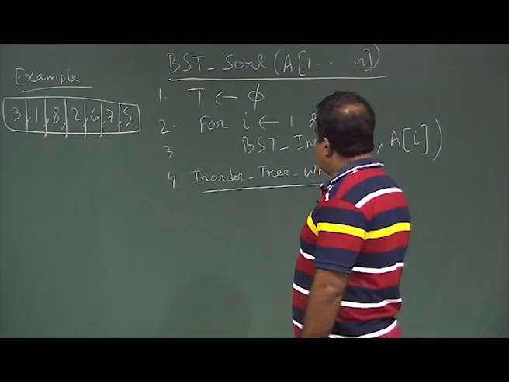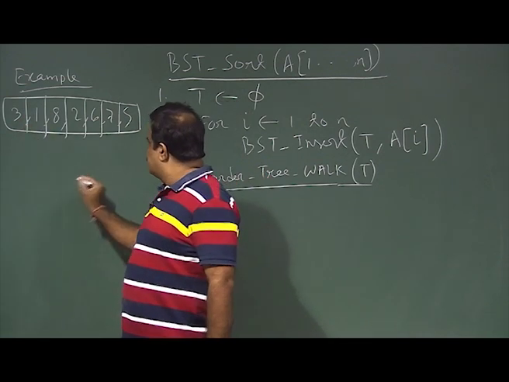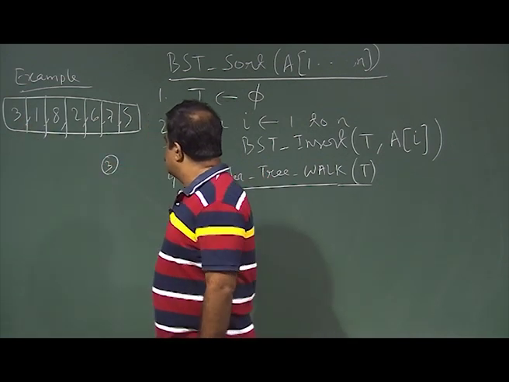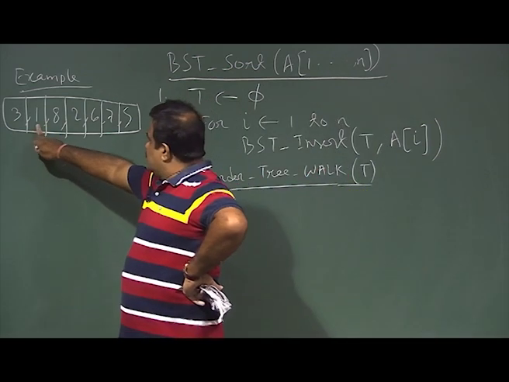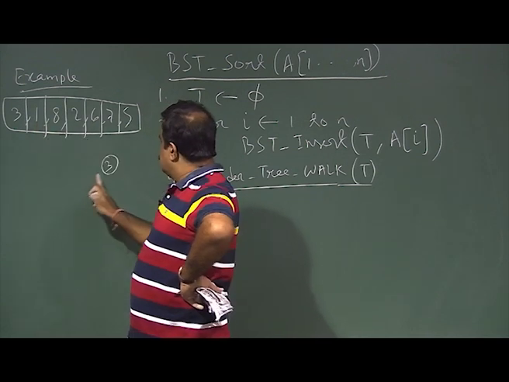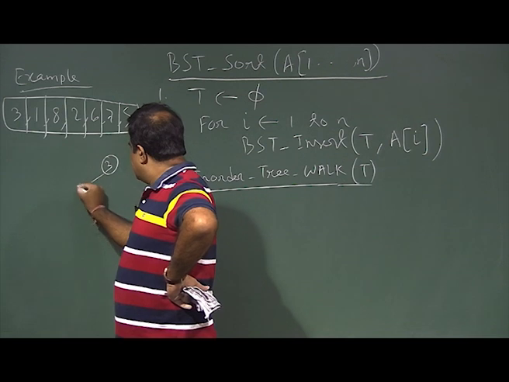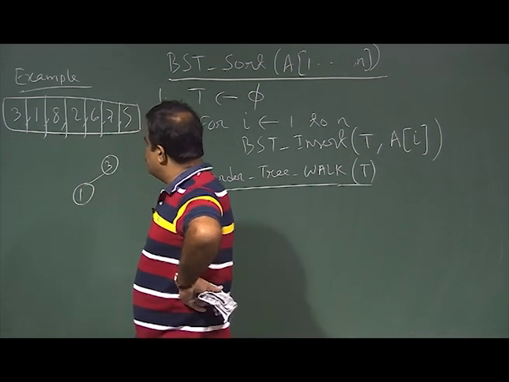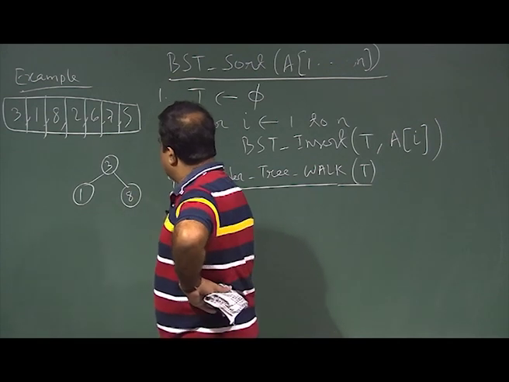Okay. So now how do we form the tree? Initially the tree is empty. Now we insert this 3. 3 will be the root, and then we insert slowly. So A[1], we have to insert 1. We start with the root. 1 is less than 3. So we go to the left part of the tree. The left part is empty, so we insert it there. 8 is greater than 3.